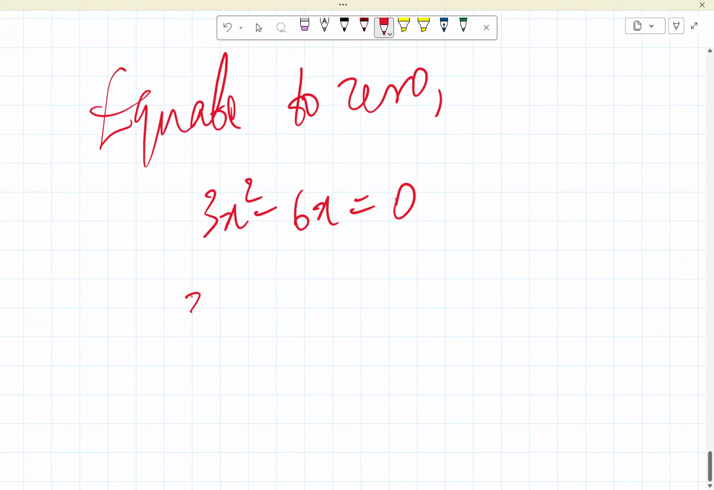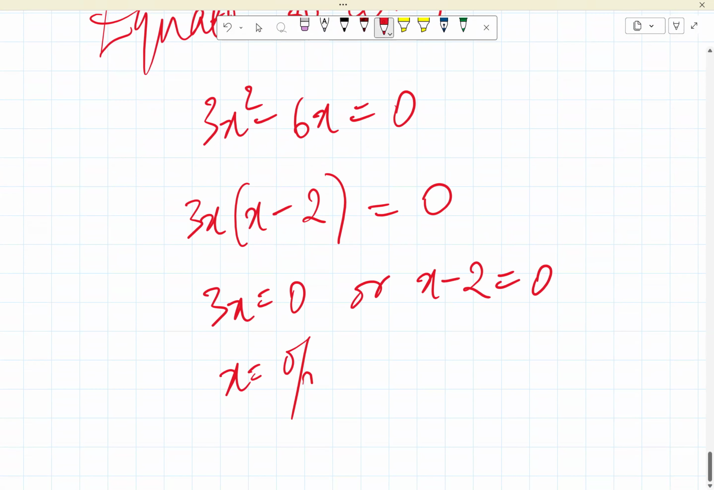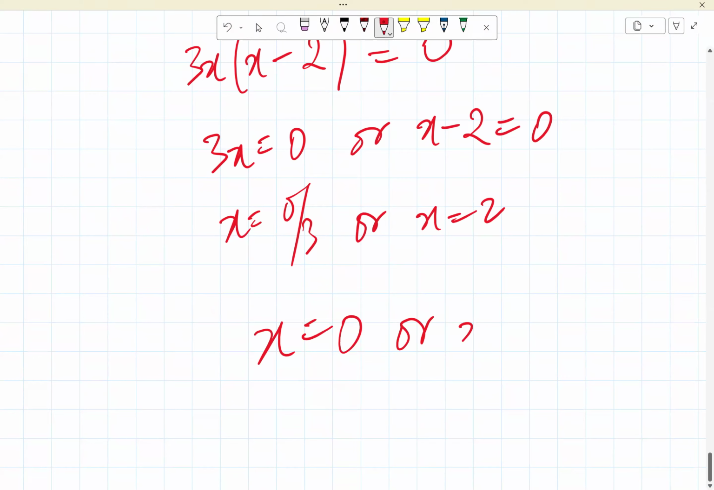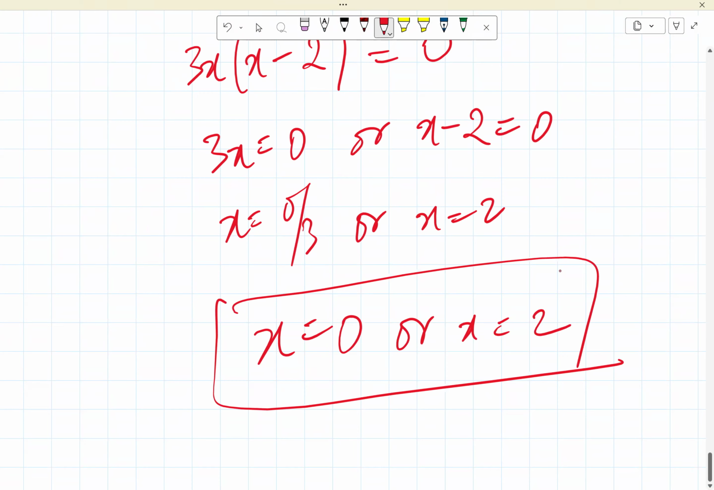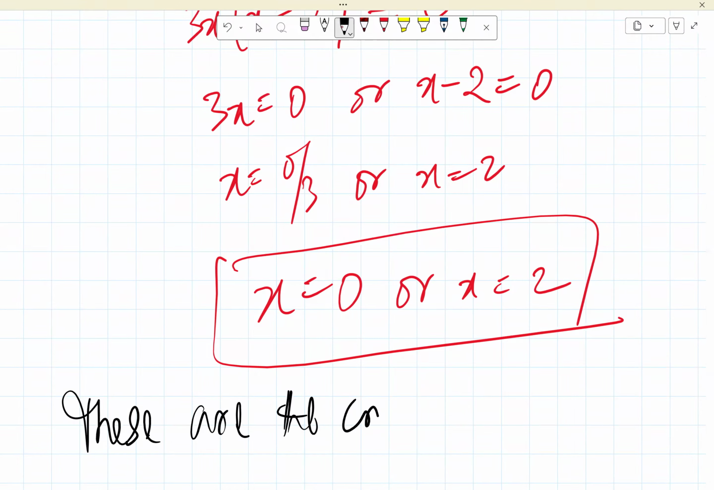Then we can solve. So 3x is common. 3x times x minus 2 equals 0. So that means we have 3x equals 0 or x minus 2 equals 0. That means that x is equal to 0 over 3 or x is equal to 2. So that means that x is equal to 0 or x is equal to 2. So these are the two critical points we have. So we know that these are the critical points.